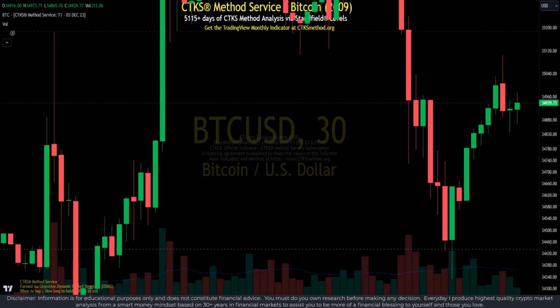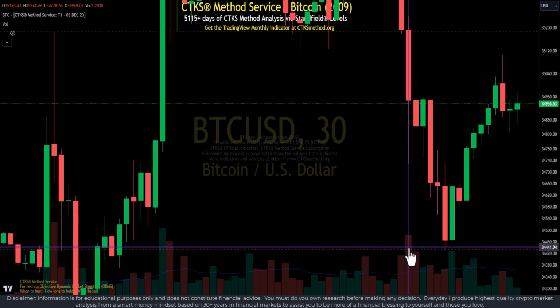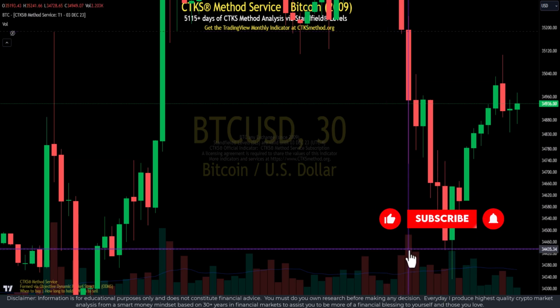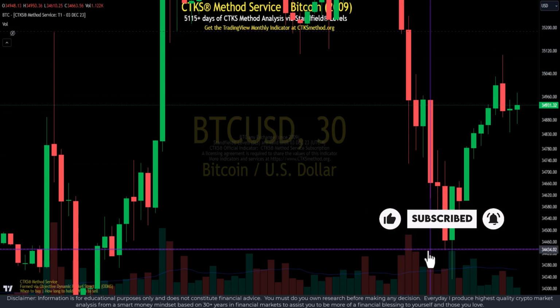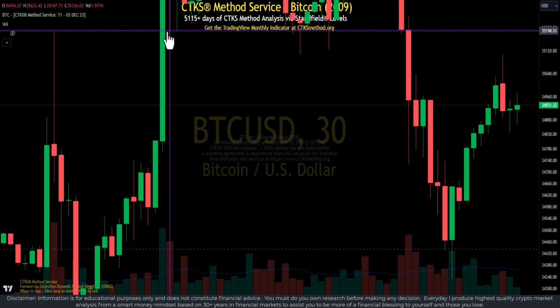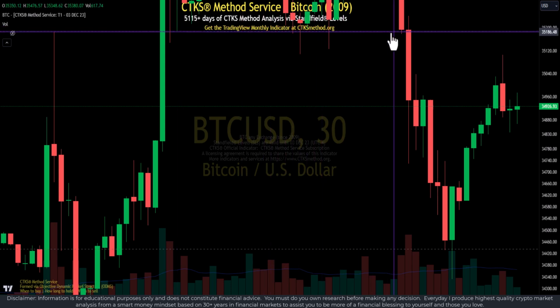You'll find that when you look at CTKS structure, there are negative fresh air gaps. For example, from this 35,186 all the way down to this 34,435 level, there was a negative fresh air gap. But when we look the other way, there was a positive fresh air gap here. And you can see how many times price tried to hold this line, but could not.